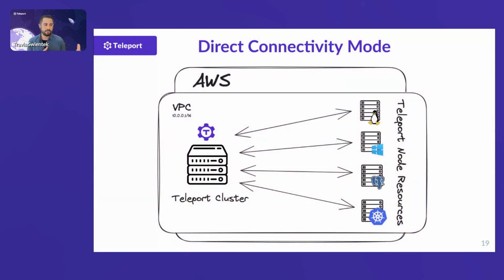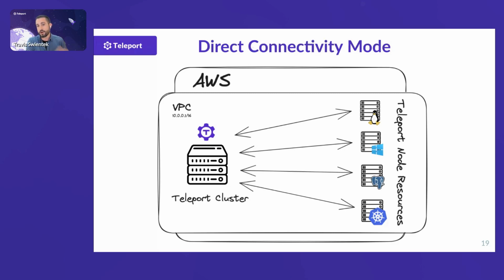In this diagram, we have a very simplified version of a Teleport cluster deployed onto AWS Cloud. A Teleport cluster exists along with its Teleport node resources, which are located in an isolated VPC. Direct connectivity mode is really the simplest connectivity mode. It's connecting Teleport node resources directly to the Teleport cluster without traversing a public network or public internet.